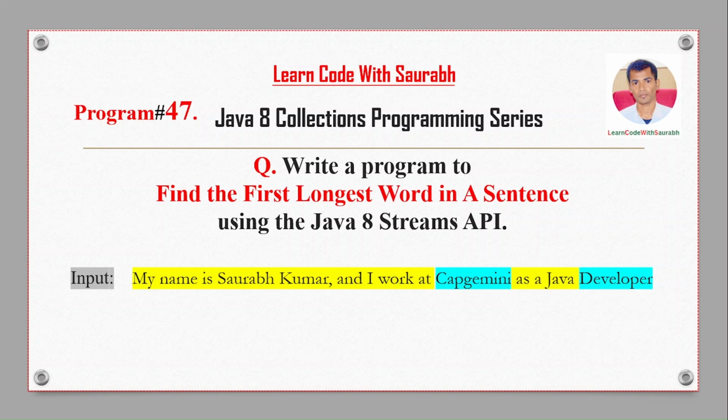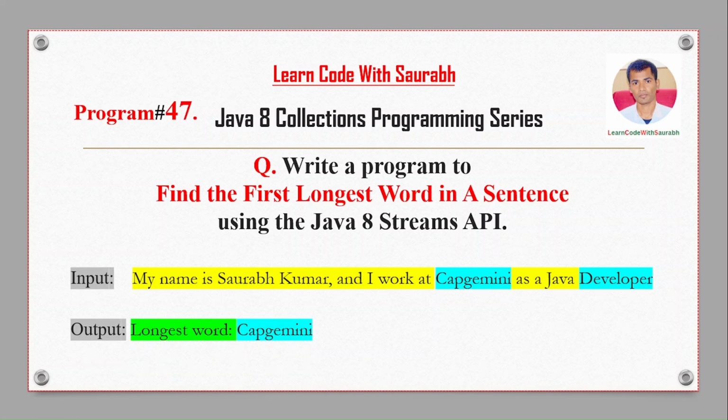In this simple input, you can see there are two longest words, Capgemini and developer. According to the question, we will get the output as Capgemini because Capgemini is first. If you count the length, Capgemini has 9 characters, and developer also has 9 characters. If you count 3, 6, and 3, that's 9. So here we will get the output, longest word Capgemini.